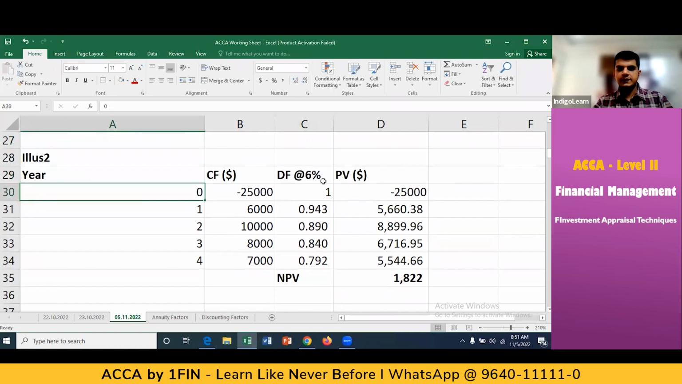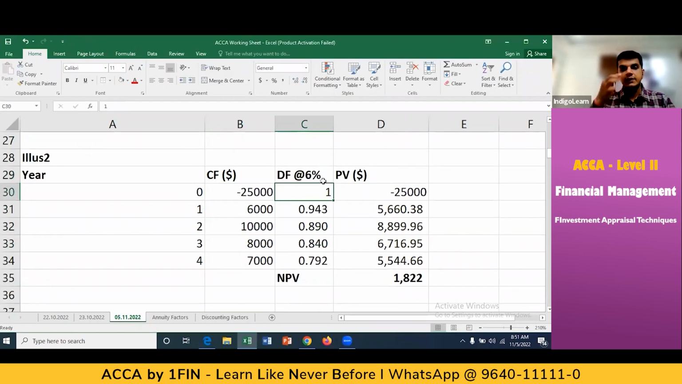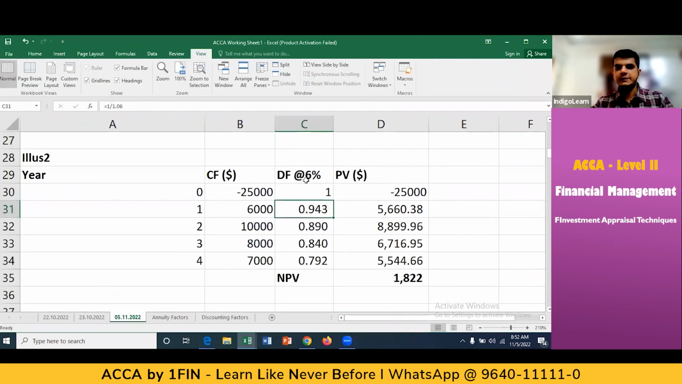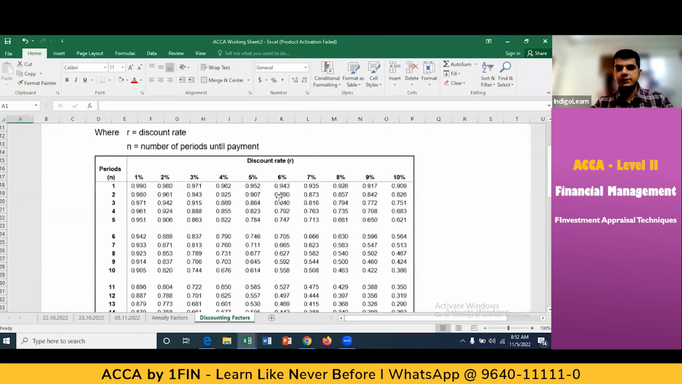So for ease, I have just copied here the cash flows, that is 25,610.87. Discounting factor: for year 0, the discounting factor is 1 only. For the other years, either you can calculate by using this formula that is given here, 1 divided by 1 plus R, or you can see it directly from the discounting factor table. So for the first year, 6% discounting factor, we can directly copy from the table that will be given in the examination.